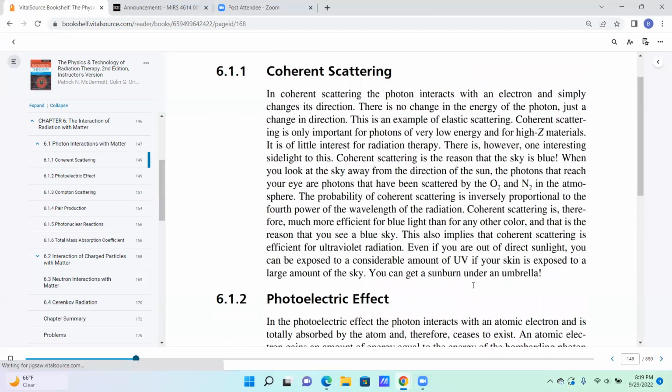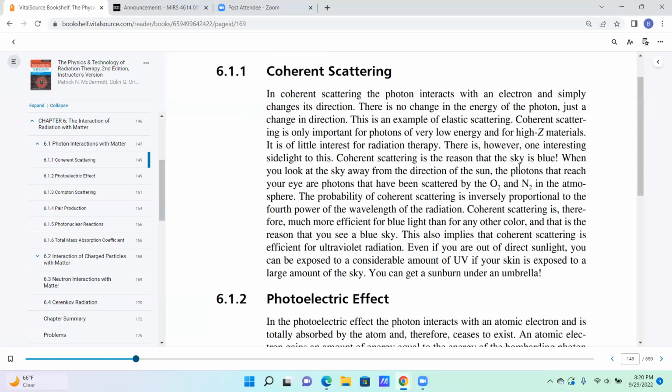So now on to a little bit of description regarding coherent scattering. This is where the photon interacts with an electron and just simply changes its direction. And there's no change in the energy of the photon, just a change in the direction. That's an example of elastic scattering, where coherent scattering is only important for photons of very low energy and for high Z materials. It's not something we're looking at here for radiation therapy.